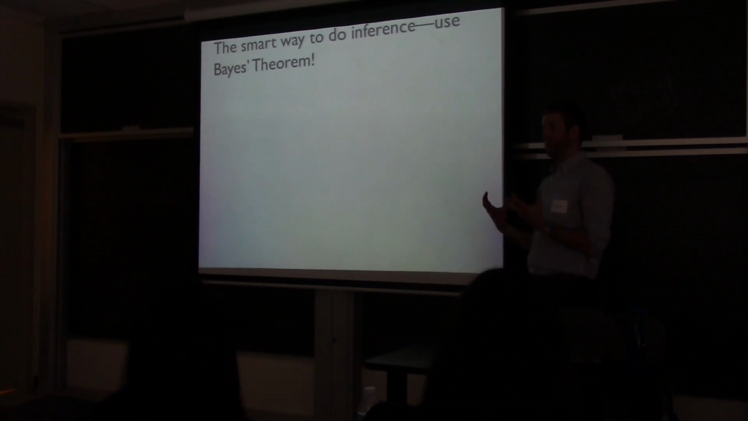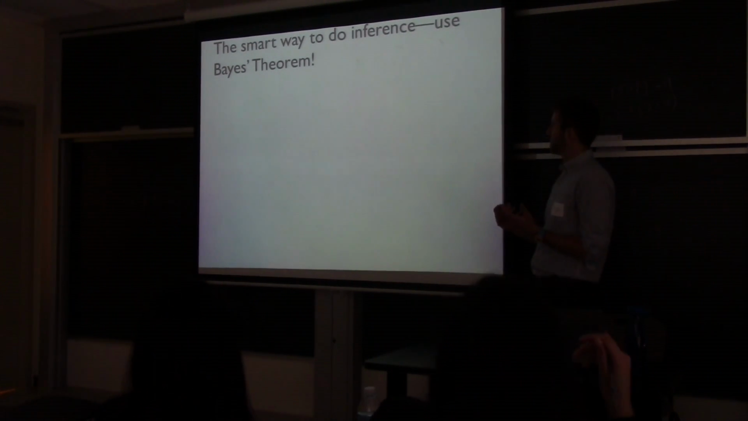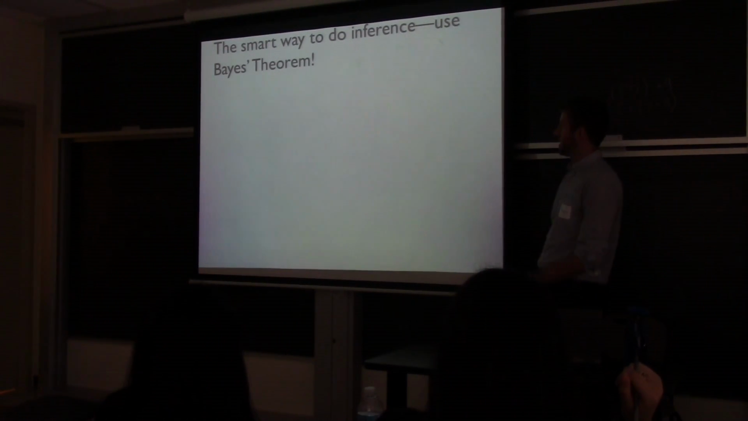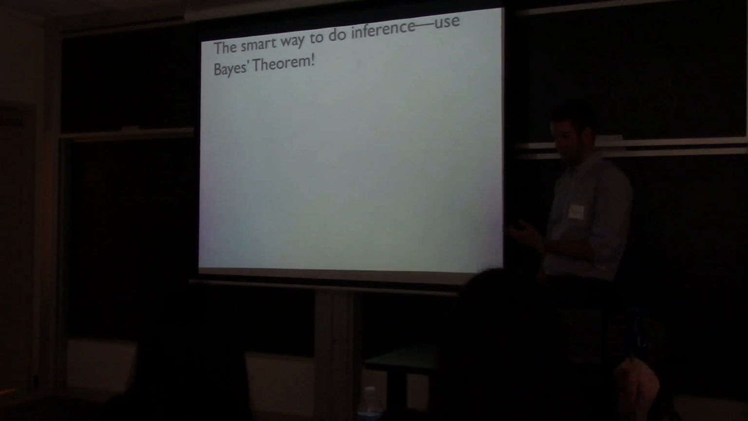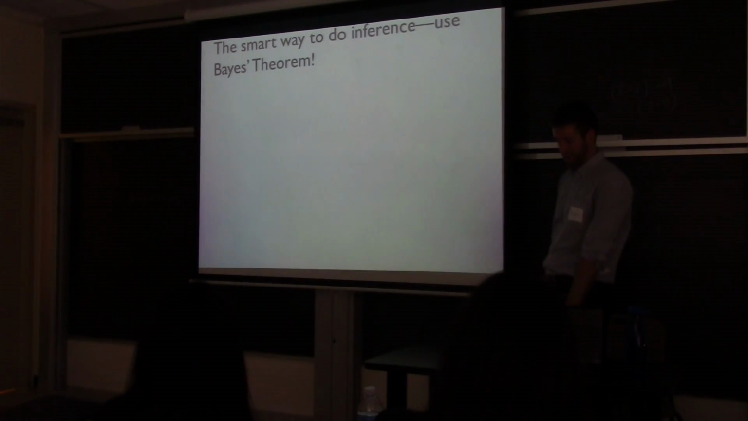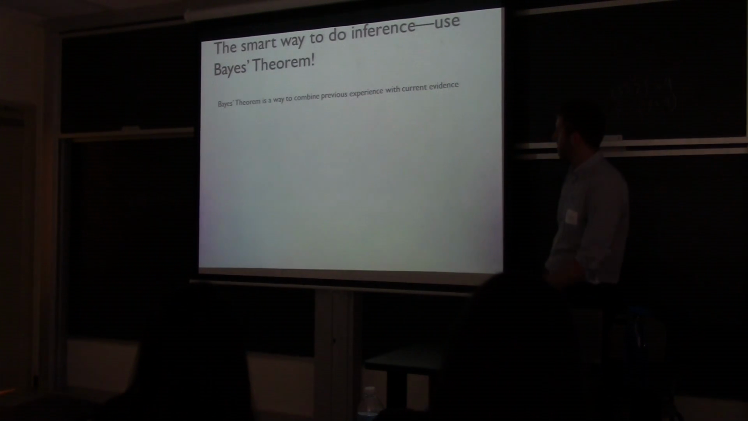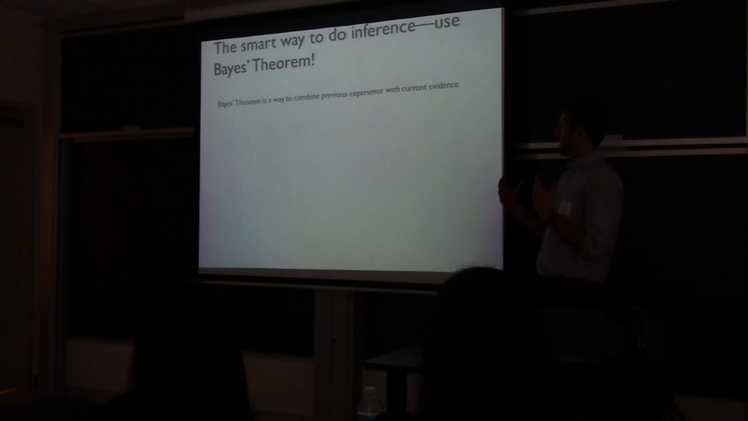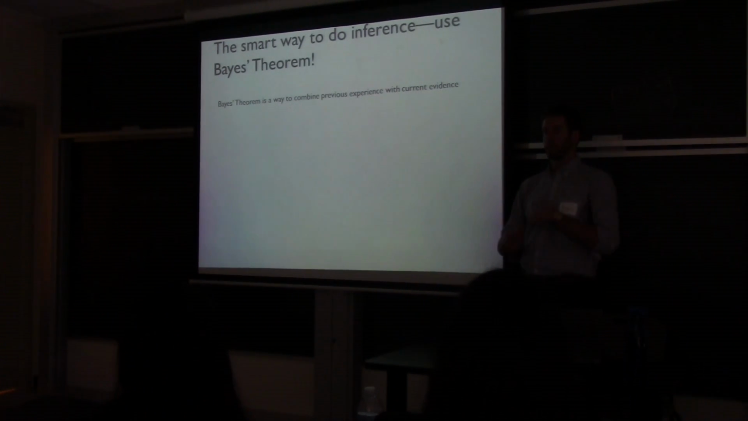So, one way to do inference, and some would say the best, most optimal way to do inference, is a theorem called Bayes' theorem. So I'm going to drop out the math, but if you guys are interested, we can show it. Instead, I'm going to do it in a graphical format. Again, Bayes is a way to combine this previous experience with current evidence in order to generate these probabilities that we're then going to use to make our inferences.